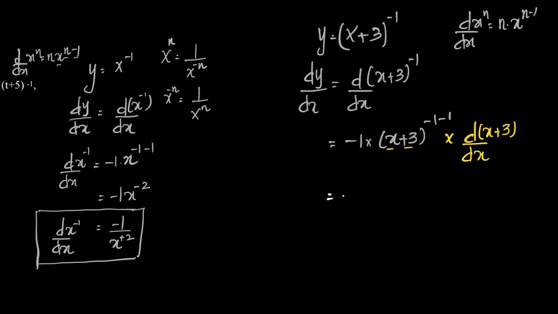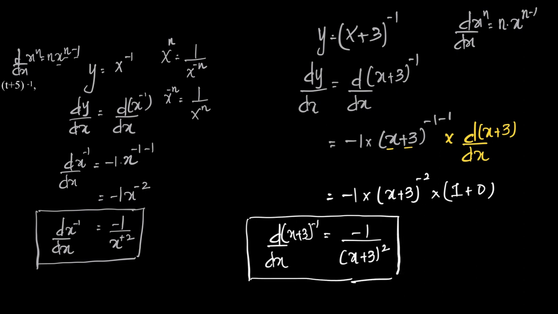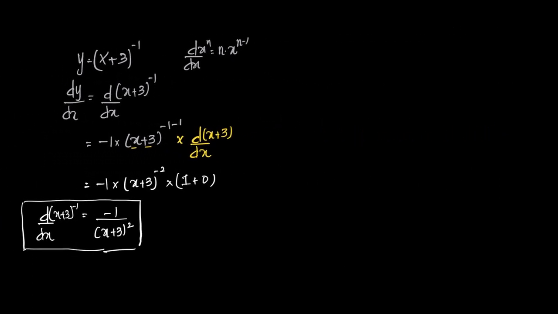So this will become minus 1 into (x plus 3) the whole power minus 2 into d by dx of x plus 3, which is 1 plus 0. Therefore, this becomes minus 1 by (x plus 3) the whole square. Therefore, we can say that d by dx of (x plus 3) the whole raised to minus 1 is equal to minus 1 by (x plus 3) the whole square. Alright, we're not done yet. Keeping this in mind, we'll solve one more derivative.